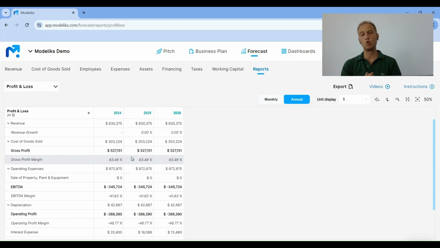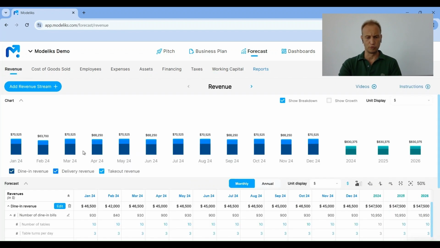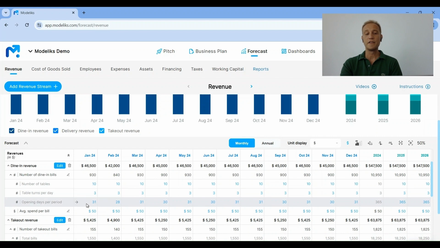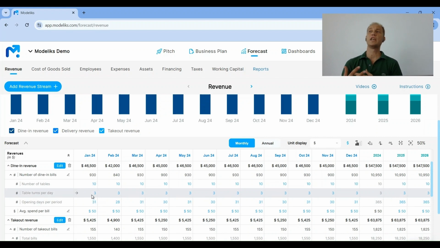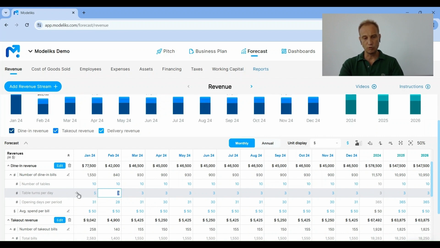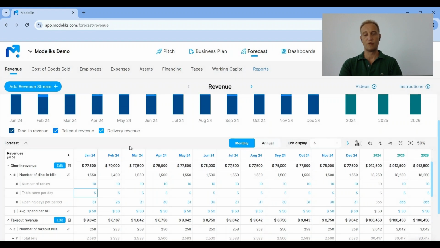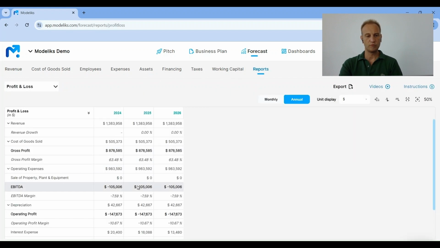So maybe we were a little bit too conservative on the revenue side. Let's go back into revenues and see whether there is anything that we can improve. Let's look at the dining revenue. We said we have 10 tables. That's it. We have 10 tables in our restaurant, and that our table turns per day are 3. So on average, each table gets 3 customers per day. Maybe this is a little bit too conservative. Maybe we can expect that each table turns about 5 times per day. We'll copy paste that all the way to the end. And now that increased our revenues. Let's go back into our profit and loss and see whether we have become profitable. No, we're still loss making.